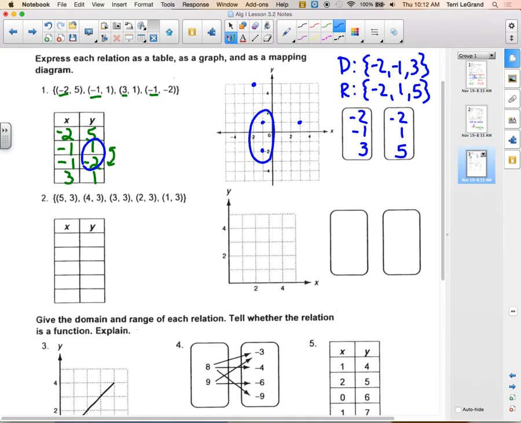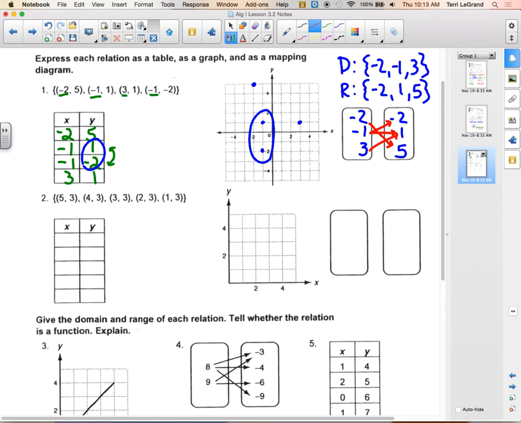-2 maps to what? To 5. Okay, so we put an arrow going down to 5. -1 maps to both -2 and 1, so we have to map it to both of them. And then 3 maps to 1.